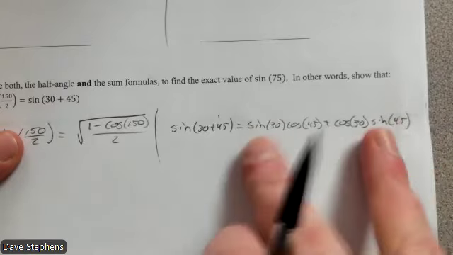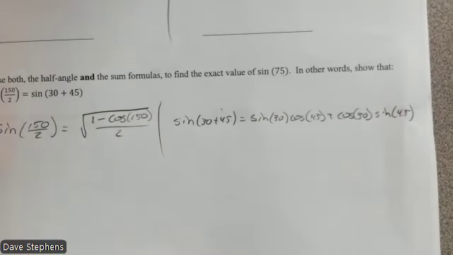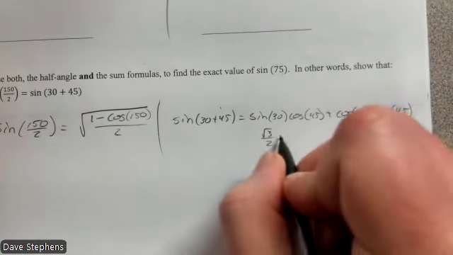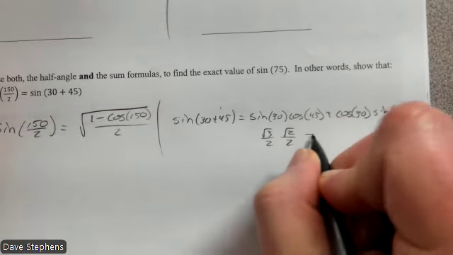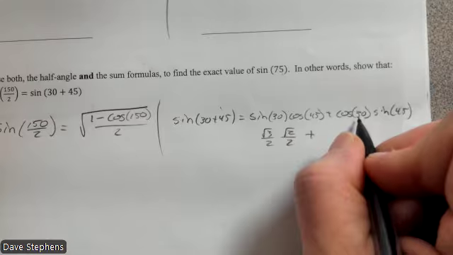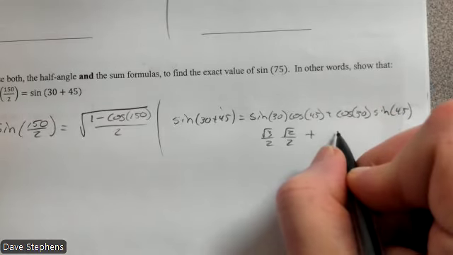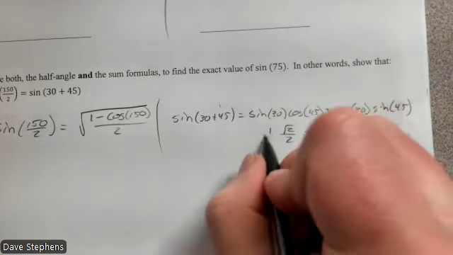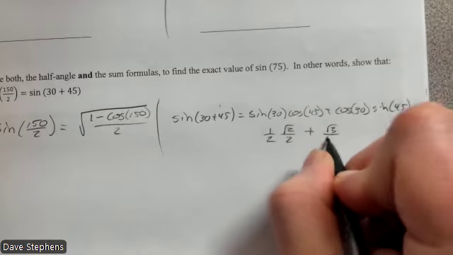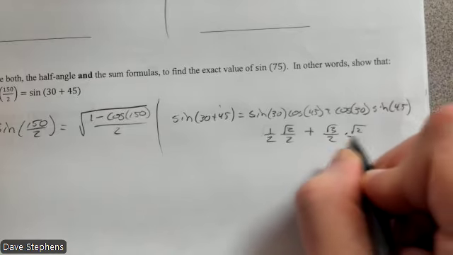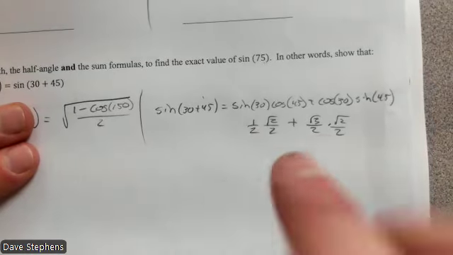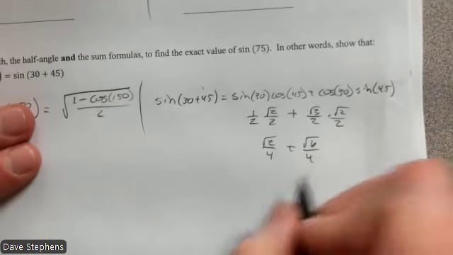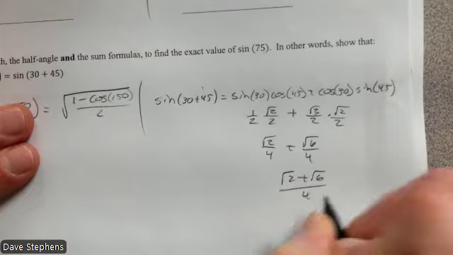All right, let's finish this guy over here and see if we can manipulate him to look like it. Sine of 30 is root 3 on 2, cosine of 45 is root 2 on 2, plus cosine of 30. No, yeah, no. I made a boo-boo there. The sine of 30 is 1/2. The cosine of 30 is root 3 over 2. My bad. Root 2 over 2. So cross top, cross bottom, we get root 2 on 4 plus root 6 on 4. All of that is root 2 plus root 6 on 4.